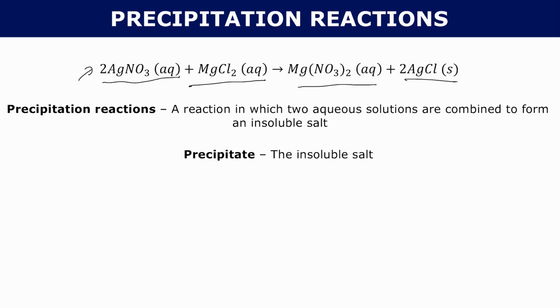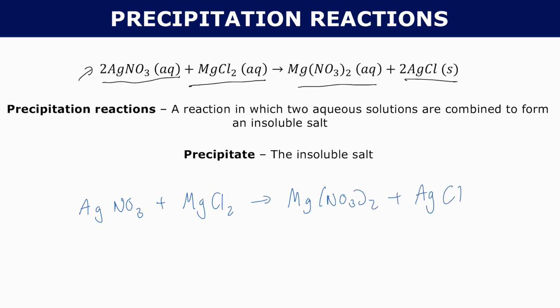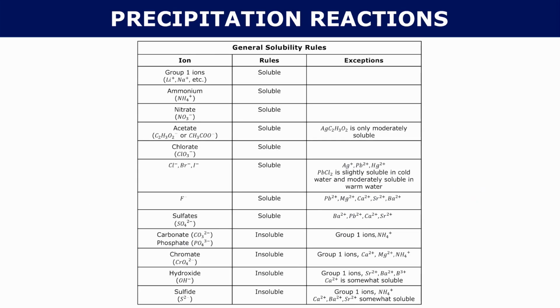But of course, there's a big question here. If I told you I was reacting silver nitrate with magnesium chloride to produce magnesium nitrate, Mg(NO3)2, and silver chloride, how would you know that the silver chloride here is a solid? How do you know what compounds are soluble and which ones are not? For that exact question, we have something known as the general solubility rules. And this is a list of the major ones that you need to know about. And they tell you ions and they tell you the rules for them.